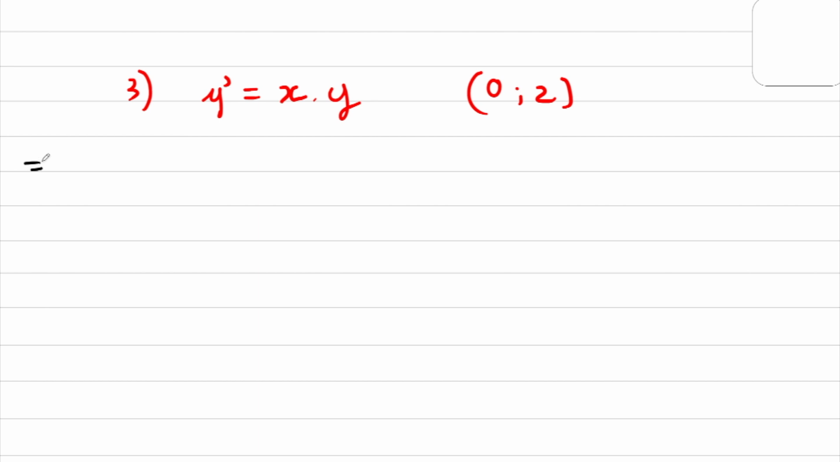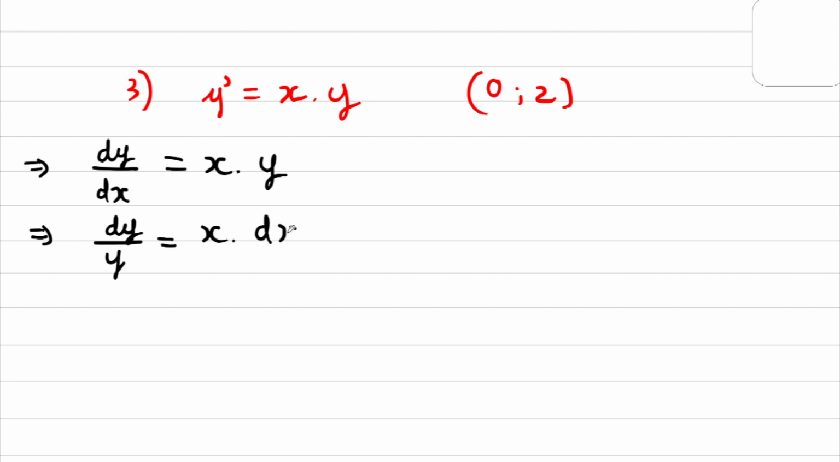On the left hand side you have dy over dx equal to xy here, and then you get dy over y equal to x times dx. So the left hand side is ln y, the right hand side is x squared over 2, and then you get plus c. So what is the value of c?